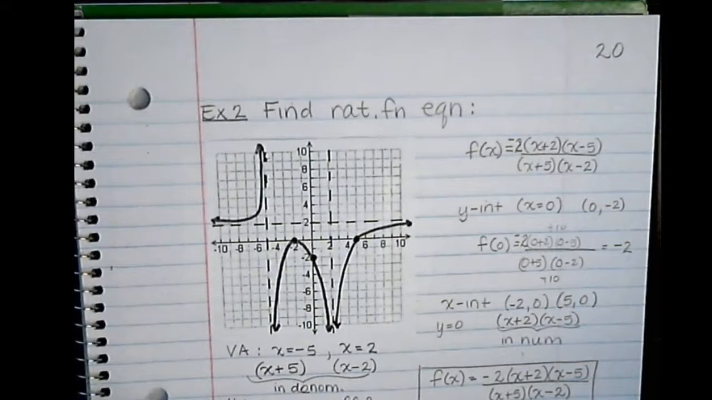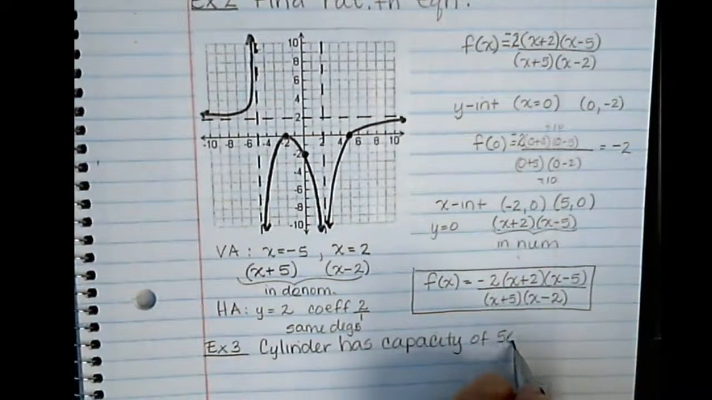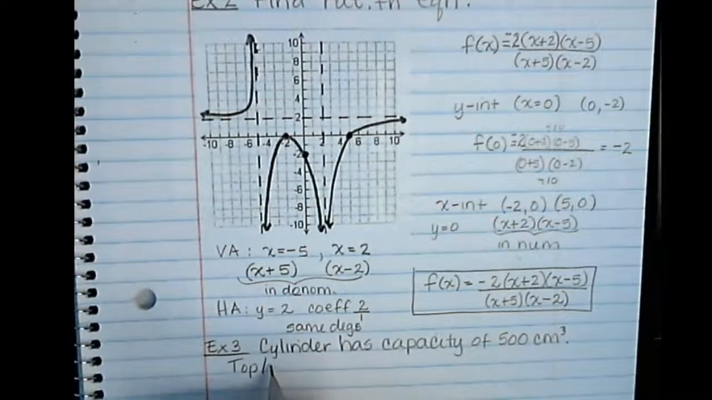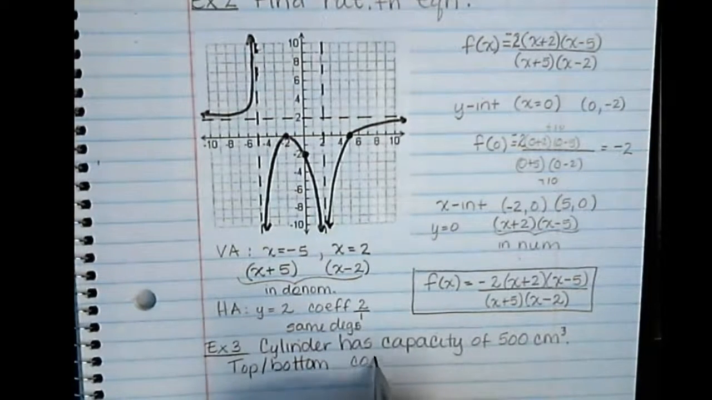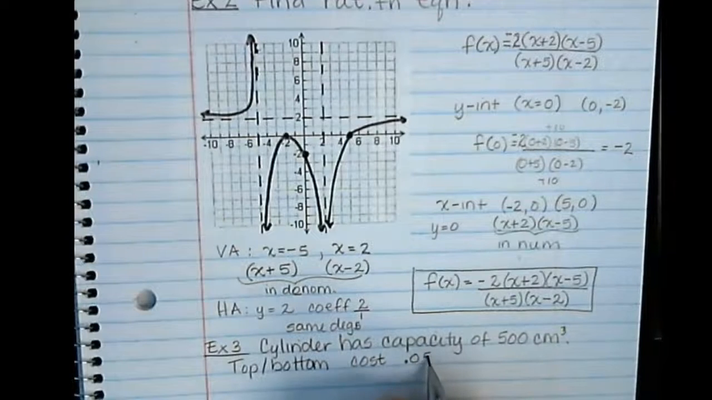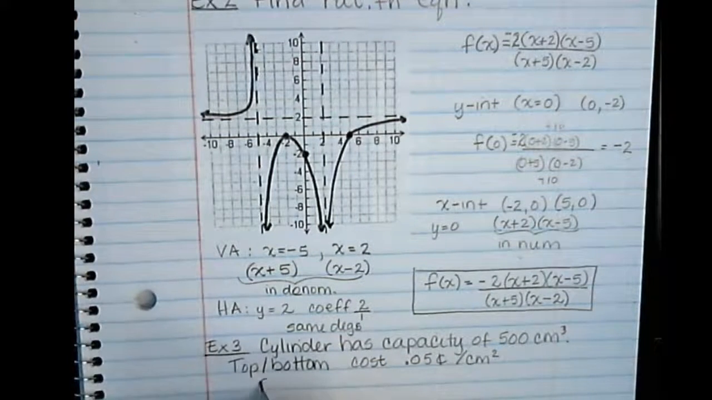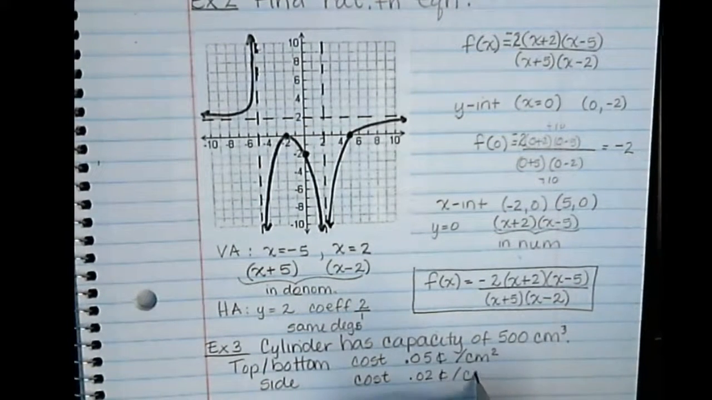Let's do one more example. Call this example number 3. Let's say we have a cylinder that has capacity of 500 centimeters cubed. And what we do know is that the top and the bottom of my cylinder cost 0.05 cents per centimeter squared, and the side cost, at least the material to make it, 0.02 cents per centimeter squared.